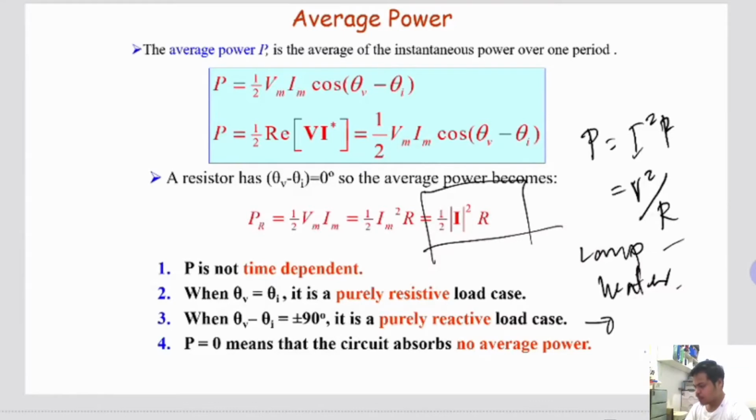So if it is positive, our load is inductive, and if it is negative 90, our load is capacitive. For elements that absorb or store energy, our average power is equal to zero. Usually, an inductor and a capacitor have no average power.